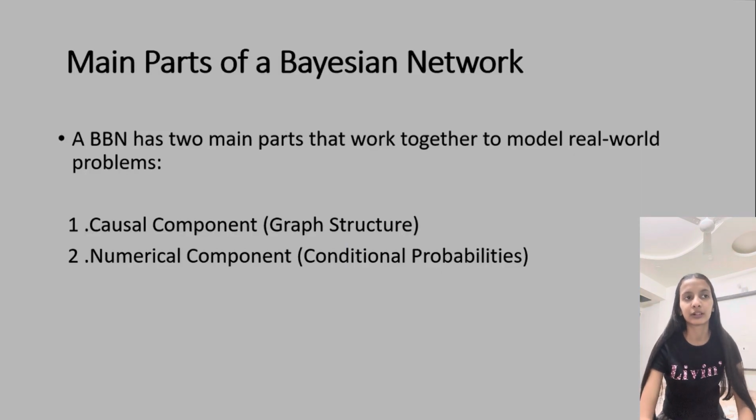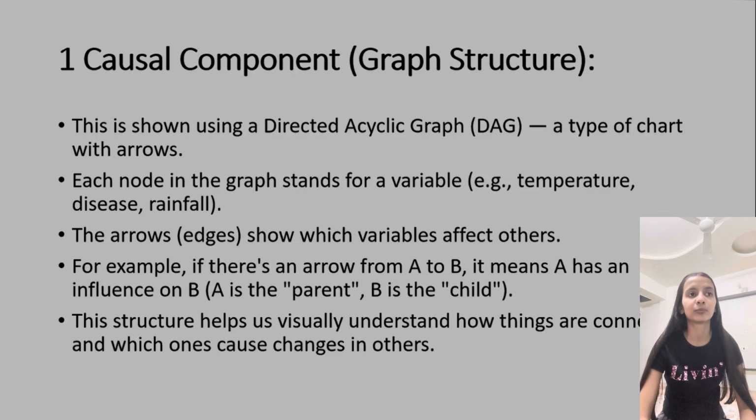There are two main parts in a Bayesian network. First is the causal component, second is the numerical component. The causal component is also known as the graph structure. This shows you using a directed acyclic graph, a type of chart with arrows.